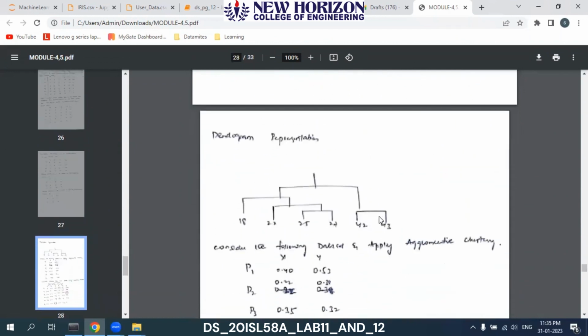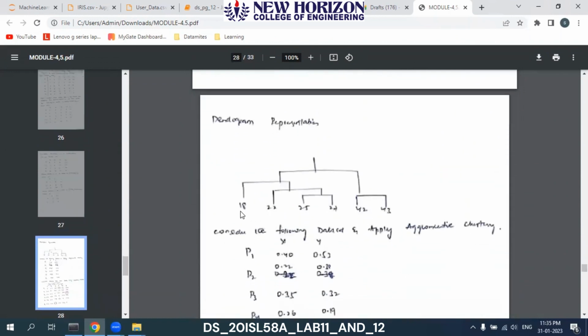Now out of that, you draw a dendrogram like this. These are all the data points. You have combined 42, 43 first, then 25, 27, then 22 with 25, 27, then 18 with this whole data, and then the whole data with 42, 43, and you form one cluster. So this is your dendrogram representation.